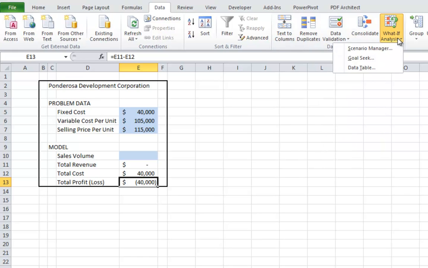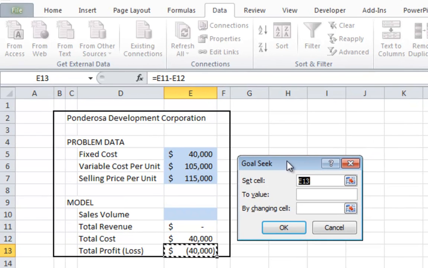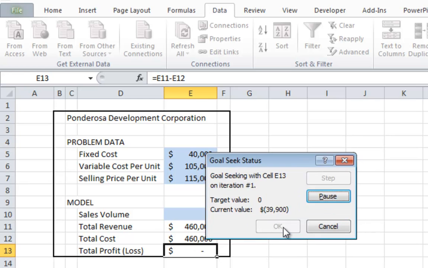So I click on What-If Analysis, click on GoalSeek, and the dialog box pops up. Because my mouse was at E13, it thinks that's the cell I want to set. That is the cell I do want to set. That's the one I want that value to go to 0, so I'm going to put a 0 in the To value part. And in the By changing cell box, I want it to be E10. So change the sales volume so that E13 becomes 0. I then just click OK.